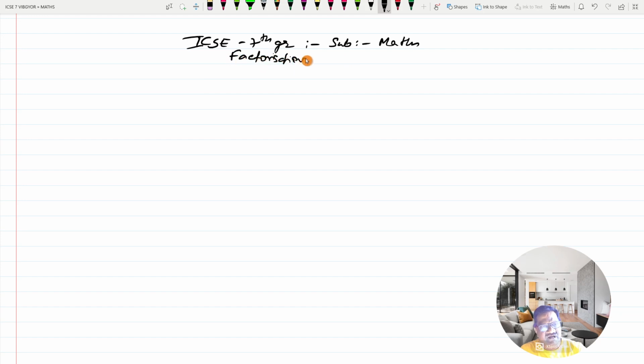Now, in the last video, I had discussed how to factorize using the grouping method. Before ending that video, which was perhaps the second one, this is the third one on factorization, and there I had mentioned the difference of two squares. This is the next method that we are going to discuss right now. The name of the method is difference of two squares.